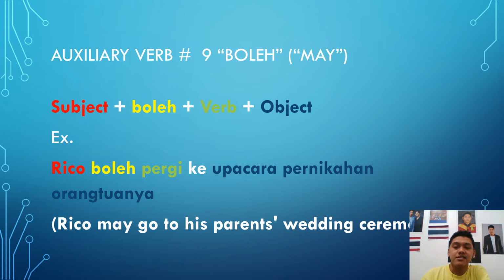Another auxiliary verb is "boleh" or may. Now this auxiliary verb is permissible, in which the answer can either be yes or no. For example, "Rico boleh pergi ke upacara pernikahan orang tuanya." The auxiliary verb there is "boleh," which means may. In English, the translation would be Rico may go to his parents' wedding ceremony.